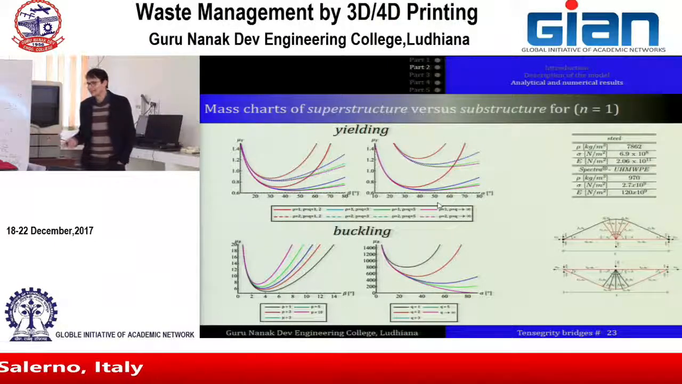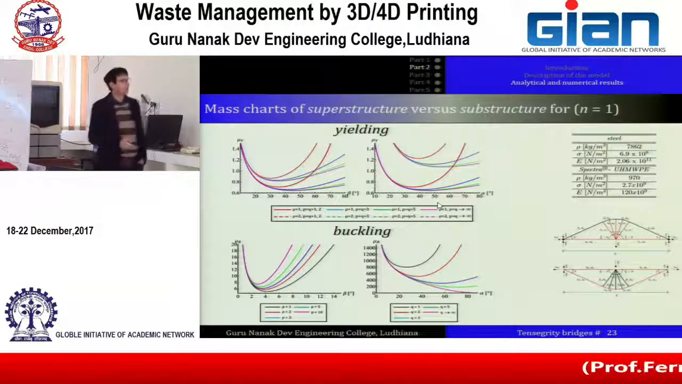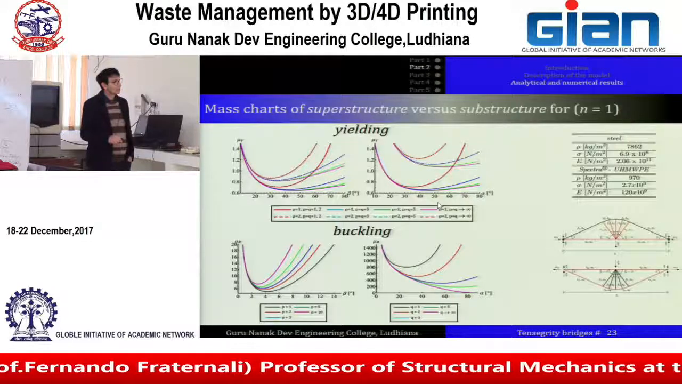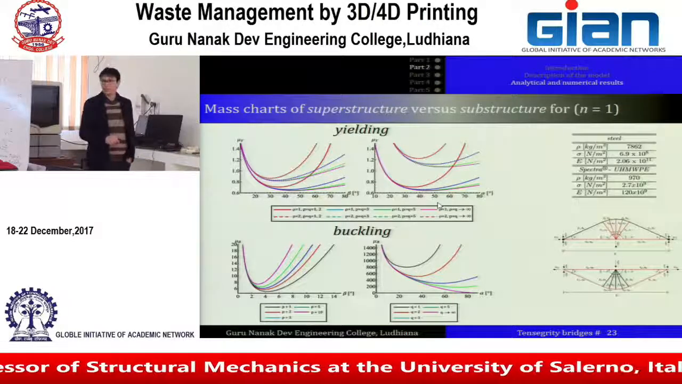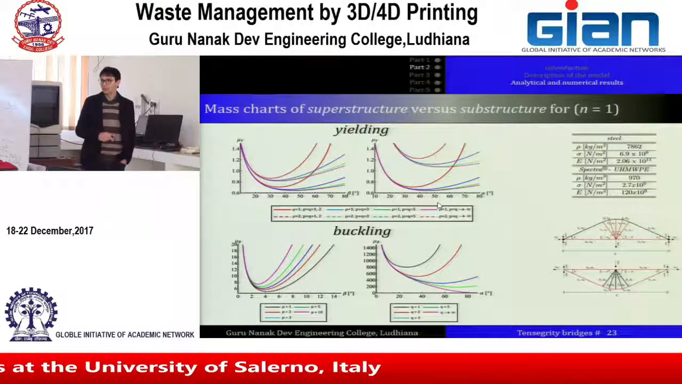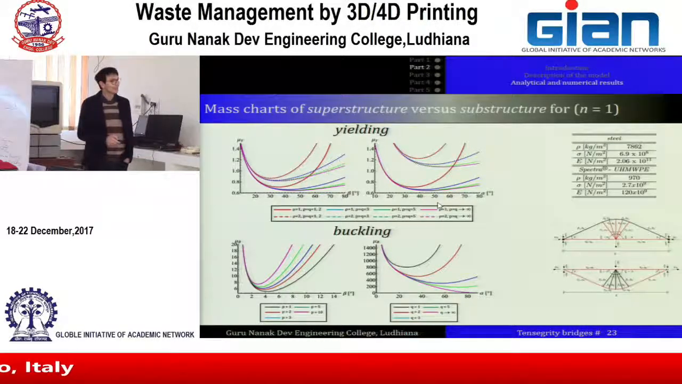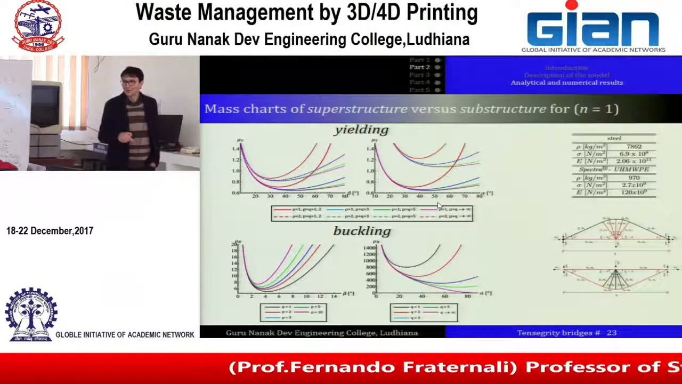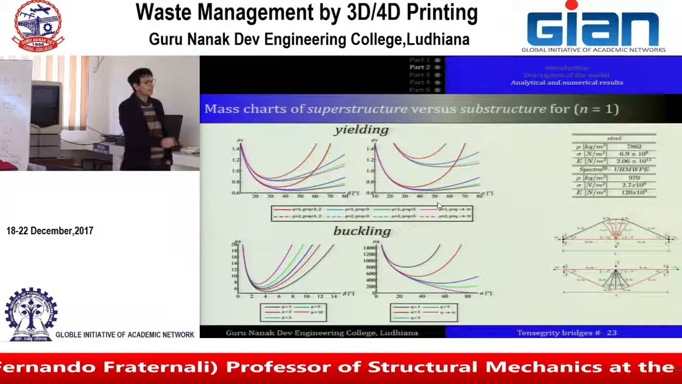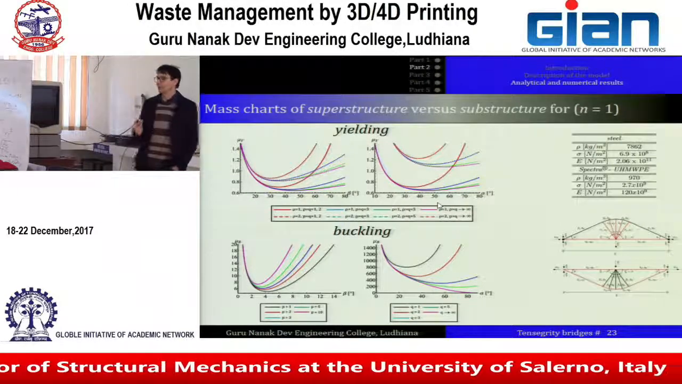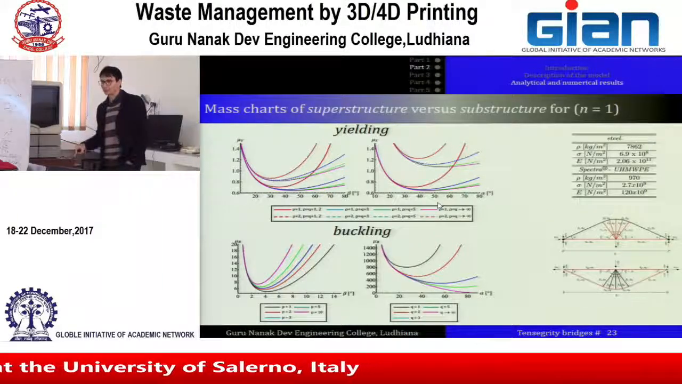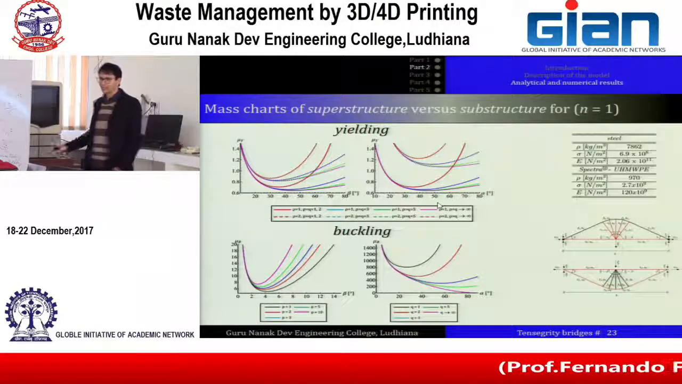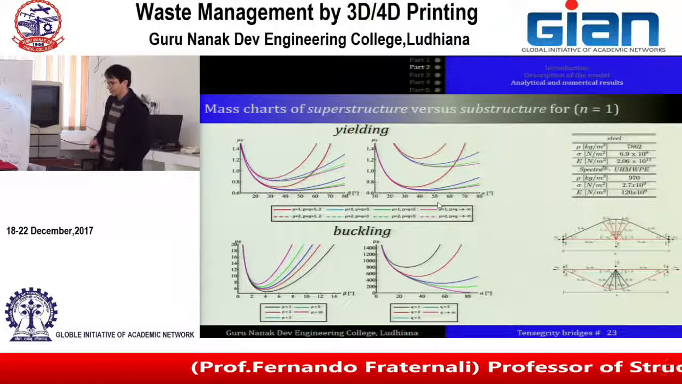But this is the reality, we have to account for buckling. Buckling exists. And what you see is that it's much more convenient to have a substructure bridge than a superstructure bridge. It is convenient to have a substructure bridge with a very small value of beta. So our response was, it's more convenient to have a substructure bridge. So the structure is below the deck. This is the result.